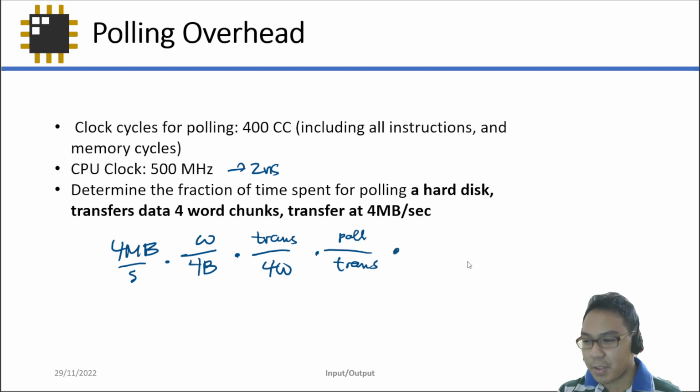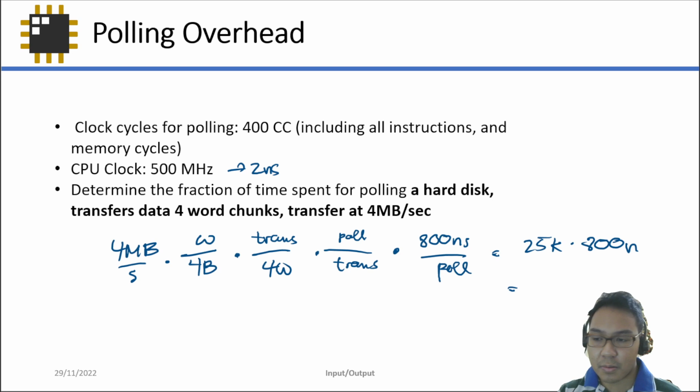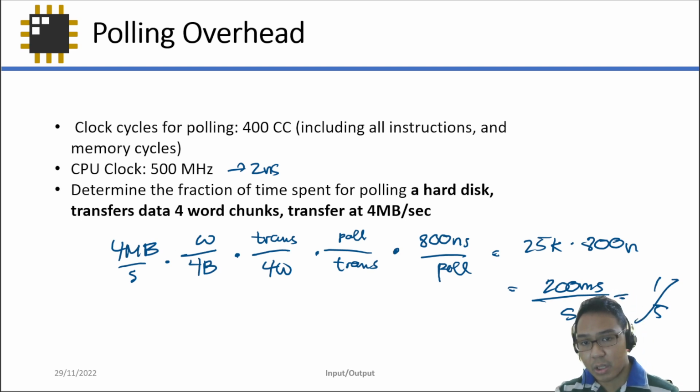For the fraction of time spent, we still need to multiply 800 nanoseconds per poll. That's 250k times 800 nanoseconds, which is around 200 milliseconds per second, which is around one-fifth of the time spent polling for the hard disk at 4 megabytes per second. Now, 4 megabytes per second is actually a pretty slow hard disk.